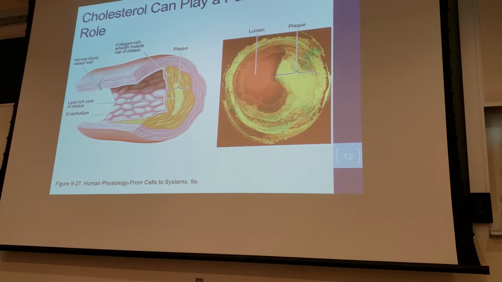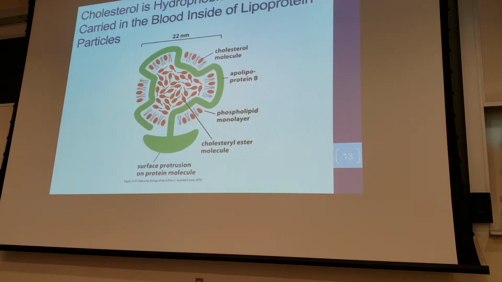So how does this work? How is cholesterol transported in our bodies? We know that it's very hydrophobic, and hydrophobic things don't like to be traveling in aqueous solutions such as blood.